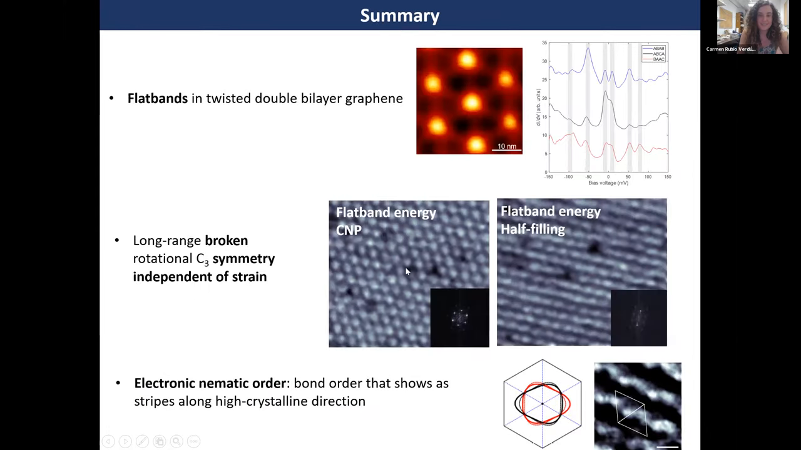Okay, so that's all from my side. So I showed you that twisted double bilayer graphene shows electronic flat bands. We observe long range broken rotational symmetry that is independent of the strain. The strain in these samples was extremely low, less than 0.1%. And the fact that we see the stripe phase along a perfect, highly crystalline direction of the system points towards truly a nematic order in twisted double bilayer graphene.